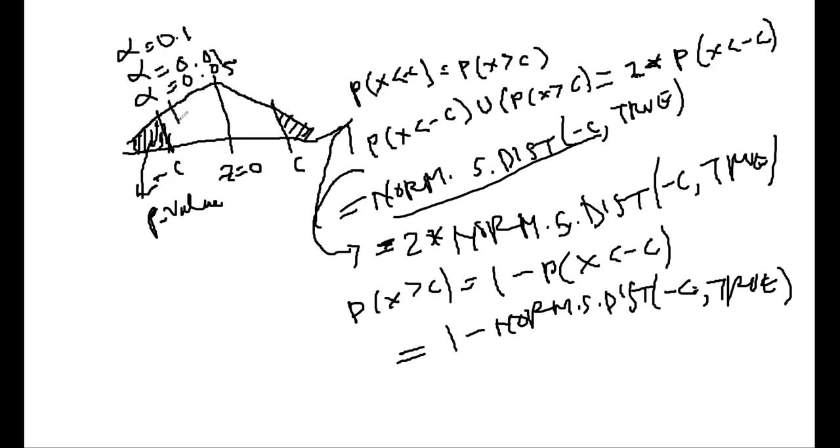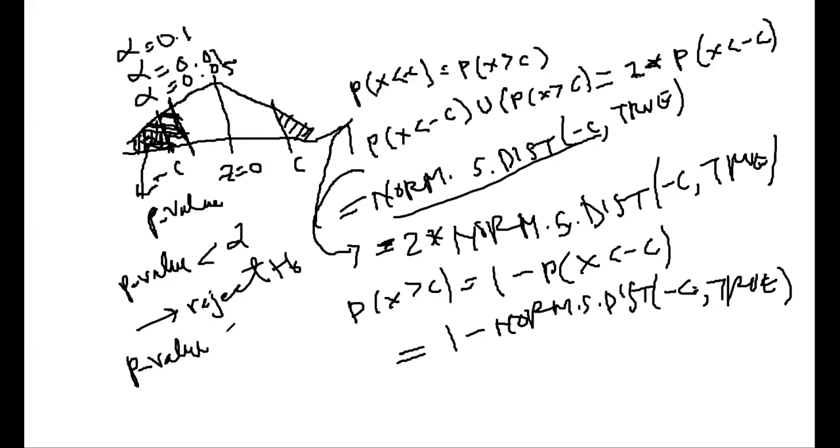Okay. So let's see. Put it like this. So this will be the alpha. If the p-value is less than the alpha, or the level of significance, we reject the H naught, right? If the p-value is greater than alpha, the conclusion is we fail to reject. So there are only two possibilities: reject or fail to reject.